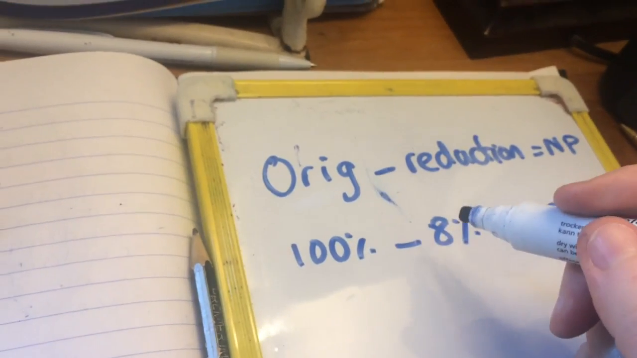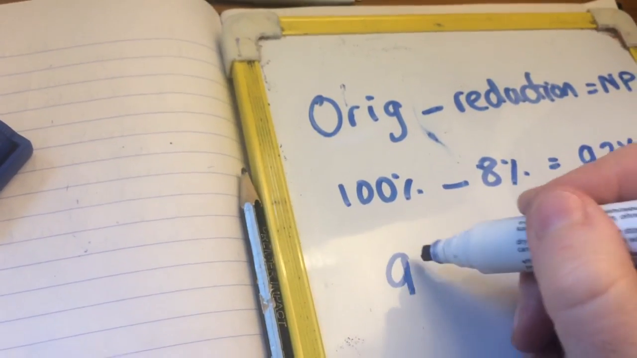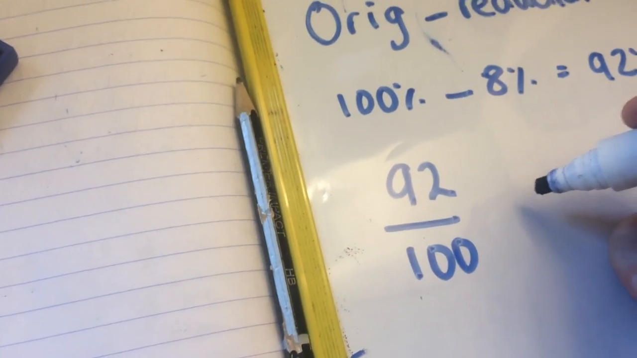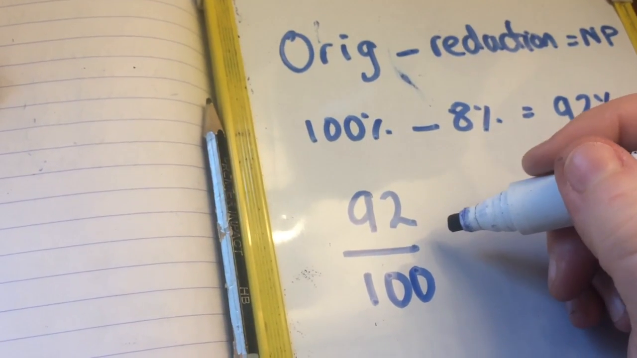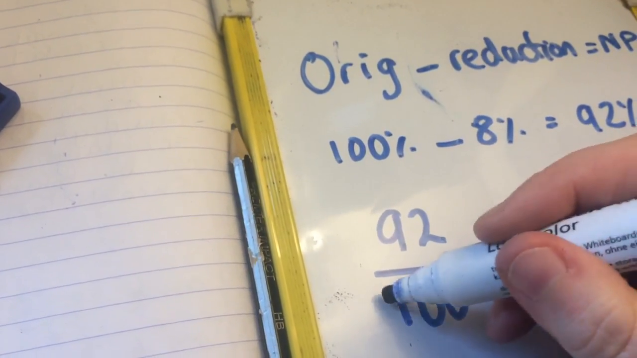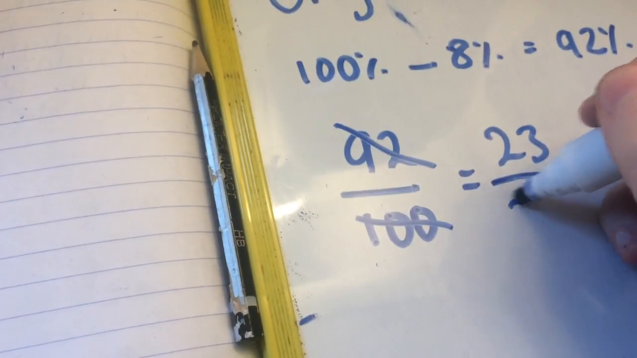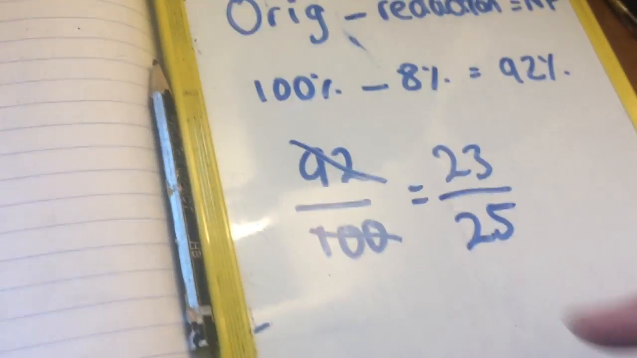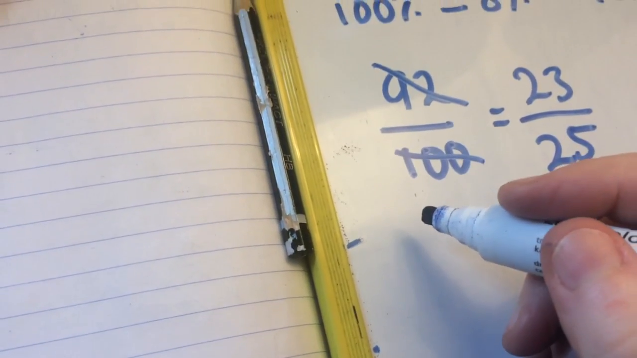Okay, so we know that 92 over 100 is what our percentage is in fraction form. And then we're going to divide this by 4 and divide this by 4. And 4 into 92 goes 23 times over 25. So this is what they're asking you. They're asking you for the new price, which is actually 23/25.